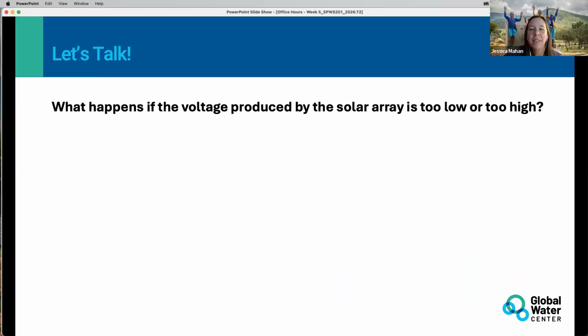Okay, so this one will be a little bit of an opportunity for some open discussion. What happens if the voltage produced by the solar array is too high or too low? We just saw that wiring panels in series increases the voltage. So what happens if we don't get enough or we get too much? I've seen some discussion on this in the WhatsApp community this week, so I wanted to make sure we covered that.